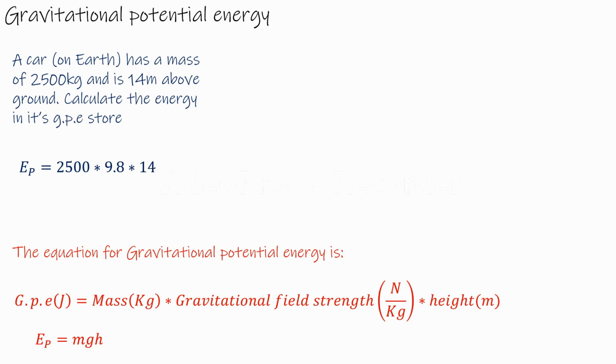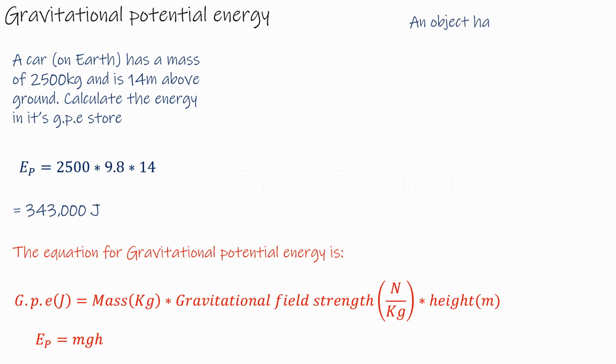Now, all we need to know here is that in our gravitational potential energy store, we're going to have our mass of 2,500 kilograms times our gravitational field strength. Now we know it's on Earth, and we know Earth has a gravitational field strength of 9.8 newtons per kilogram times 14, as 14 is our height, and working this out we get an answer of 343,000 joules. Please make sure you write joules at the end, as you may lose a mark if you don't.